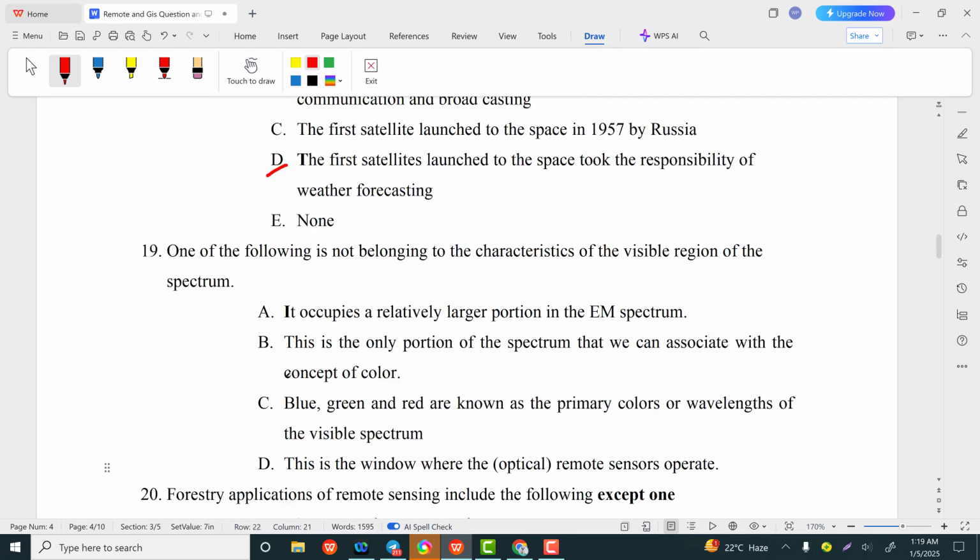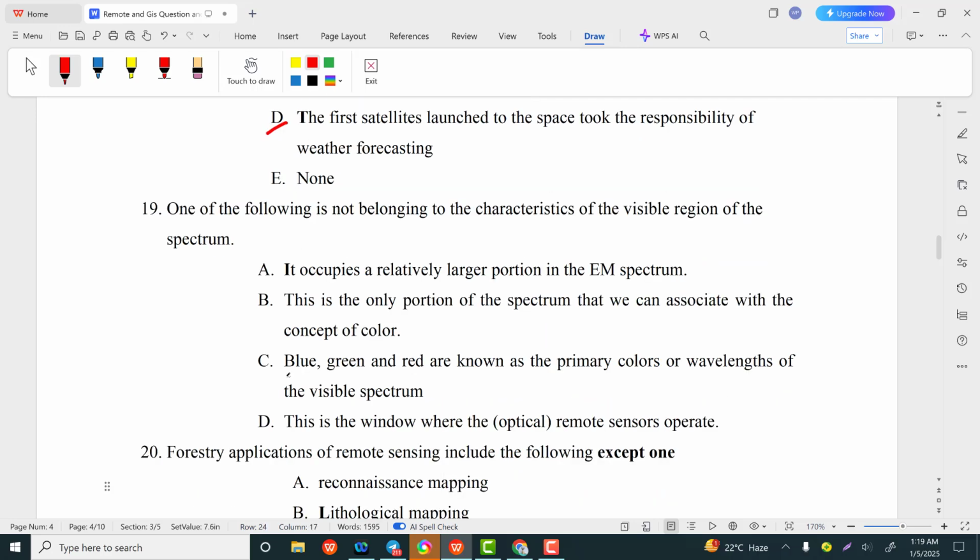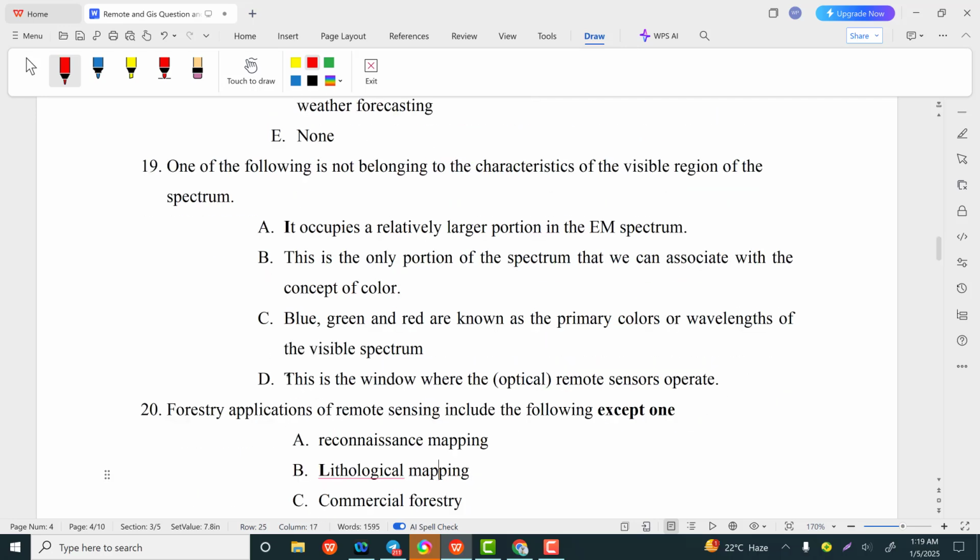Question number 19. One of the following does not belong to the characteristics of the visible region of the spectrum. A, occupies a relatively large portion of the electromagnetic spectrum. No, this is not correct. B, it is the only portion of the spectrum that we can associate with the concept of color. Yes, blue, green, and red are known as the primary colors of wavelengths of the visible spectrum. Yes, this is the window where optical remote sensing operates. So the answer is A.